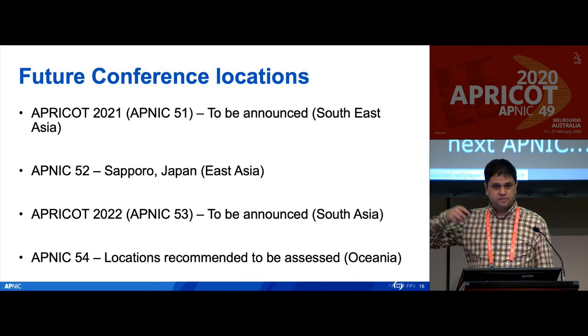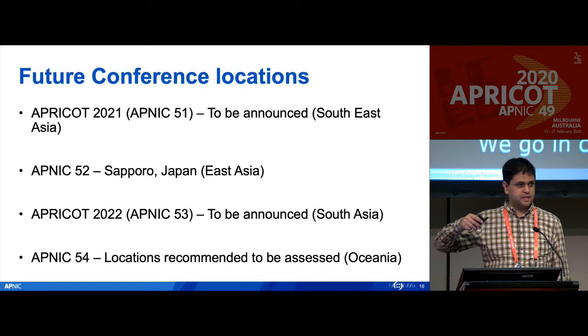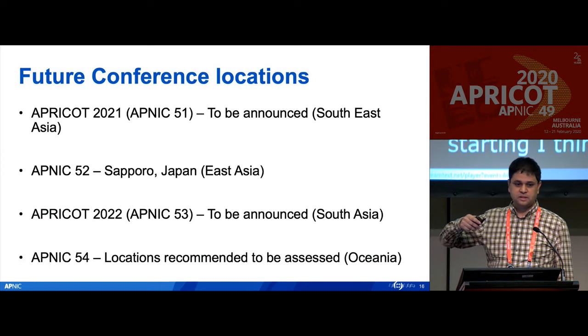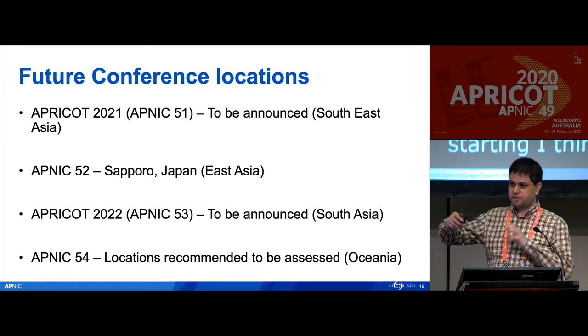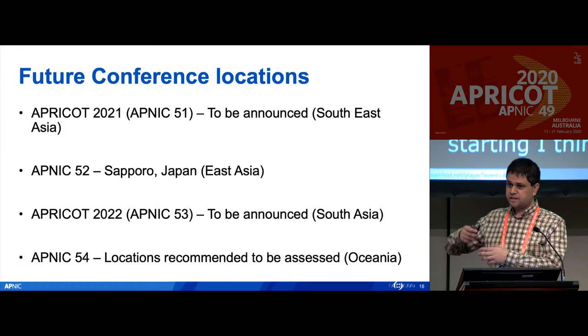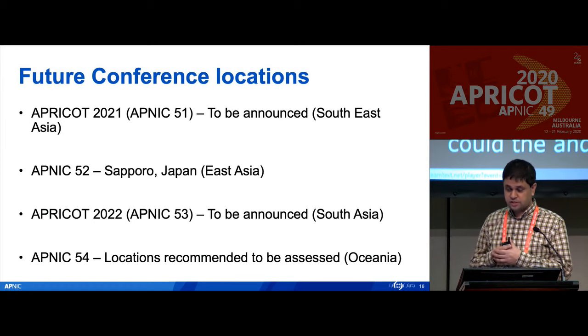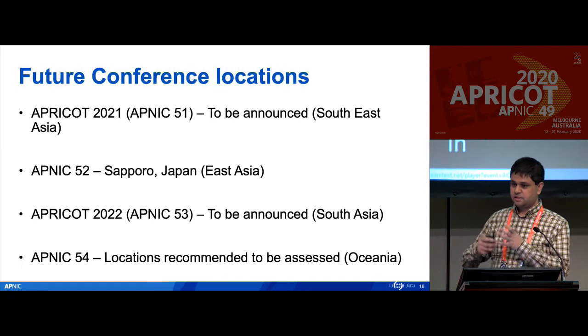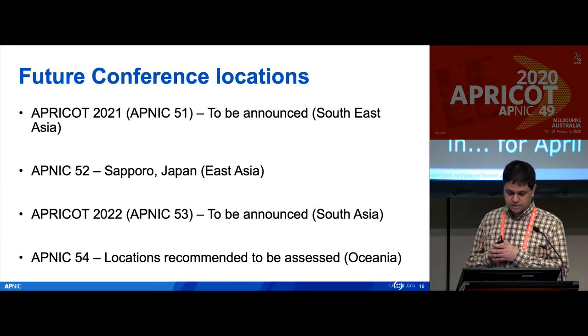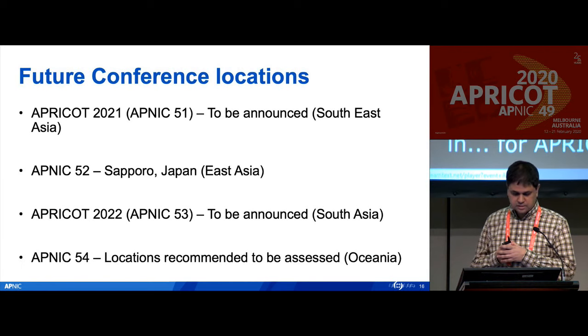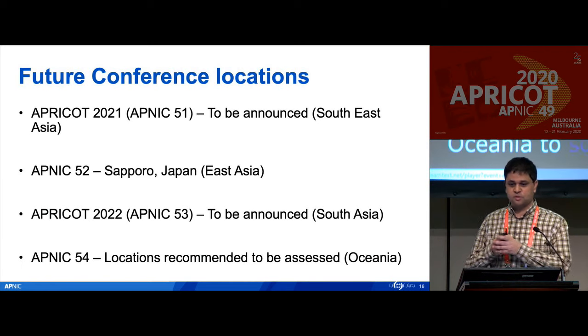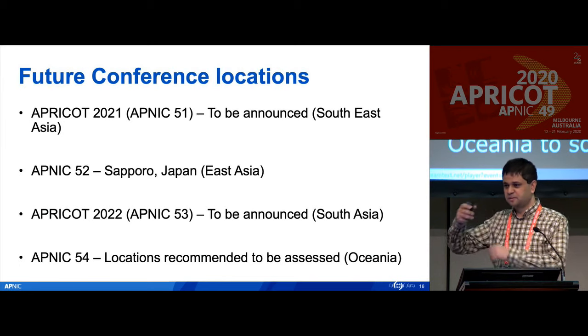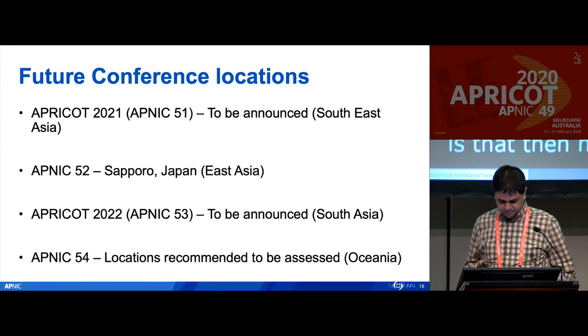We go in a cycle, if you have noticed by now, starting, I think, 2014. It goes in a cycle, Apricot and APNIC in tandem. So this year we are in Oceania for Apricot or APNIC. Next one goes from Oceania to Southeast Asia, then South Asia, then North Asia, and back again. So we keep on going in that cycle.